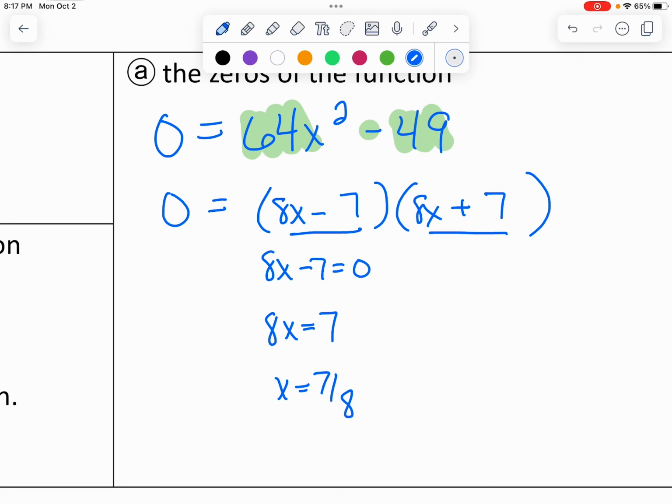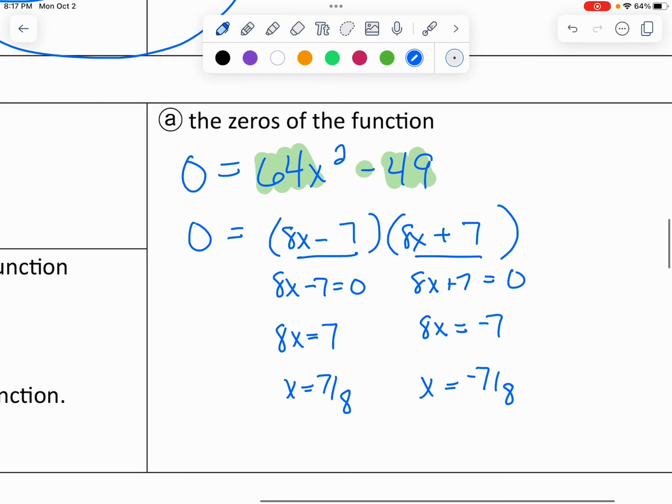So if we're going too fast, what should kids do? Either pause, slow down, or ask you a question. That's right. Okay, 8x plus 7 equals 0. 8x equals negative 7. Yep, sorry, I went one step ahead. And then divide by 8. x is negative 7 over 8. Do the steps make sense that I had? Simplify, set it equal to 0, factor, set the factors equal to 0. Those are the zeros of the function.